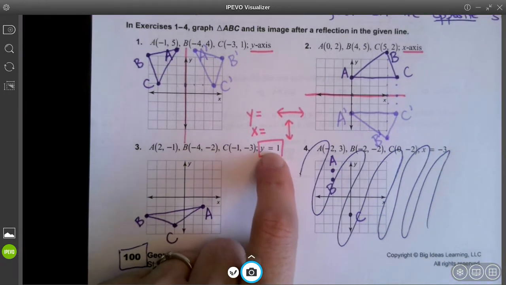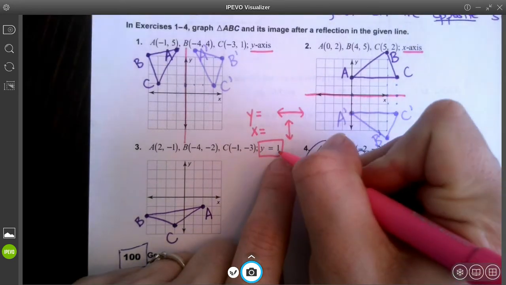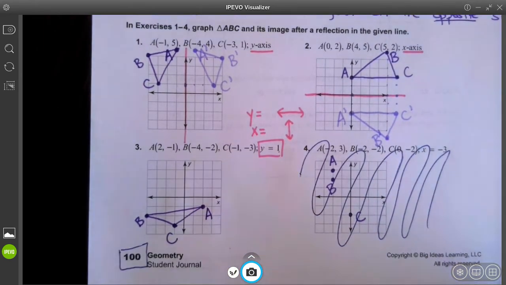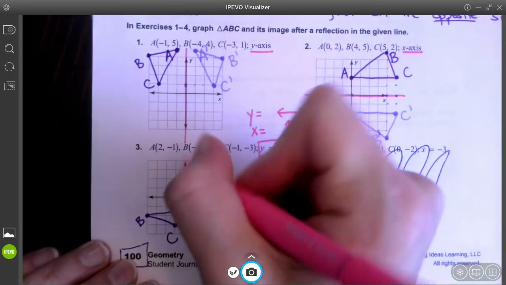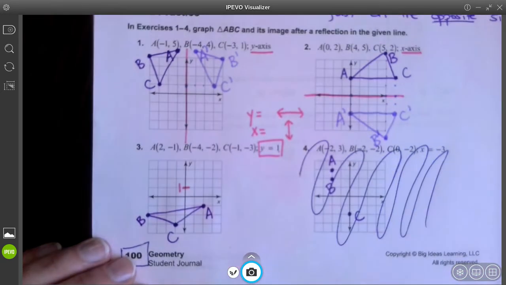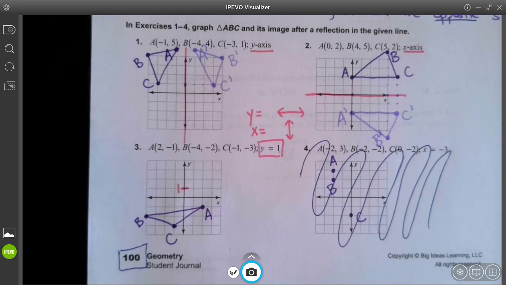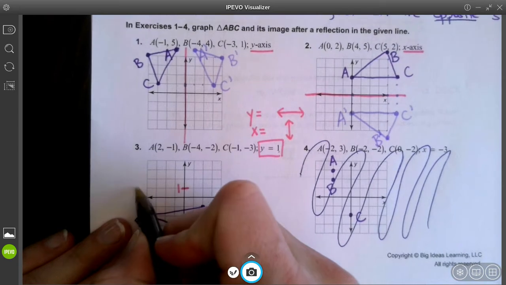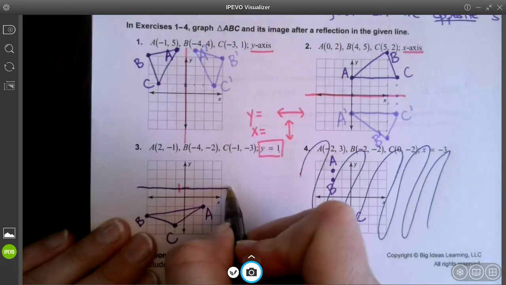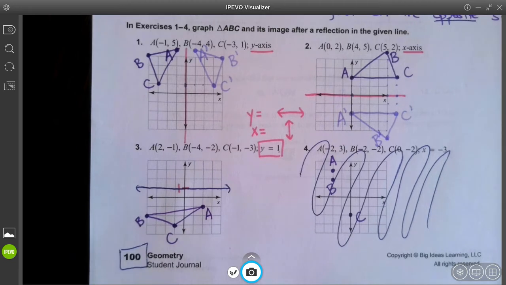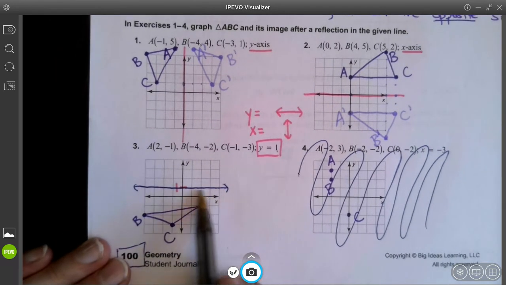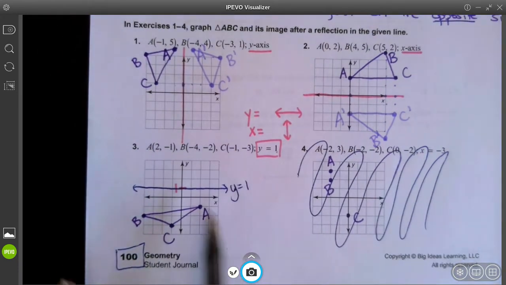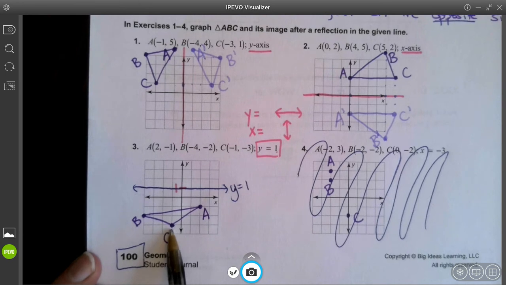So our line of reflection is at y equals 1. So I need to find where are the y values of 1. So I'm going to look on my y-axis. Here is a y value of 1. And so what I need to do is my line of reflection is the horizontal line that is on that y value of 1. All the points along this blue line have a y value of 1. So this is the line y equals 1. This is the line that we're going to reflect our triangle across.